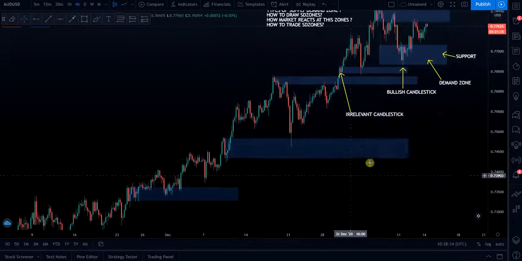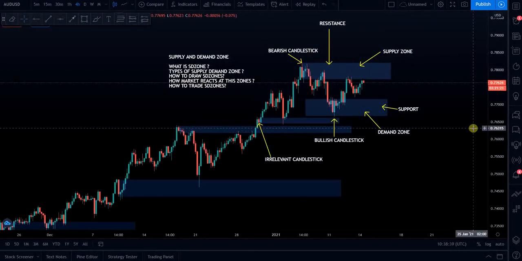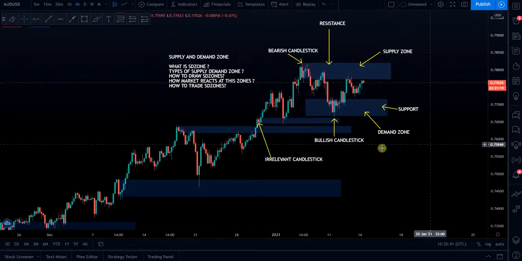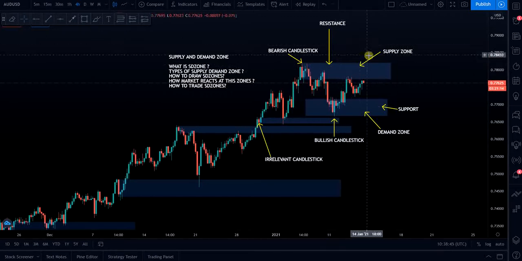So with the help of supply demand zone, we can plan for the trades. Either it can be a long trade or a short trade. If resistance gets broken, we can go for the longs. If support gets broken, we can go for the short.